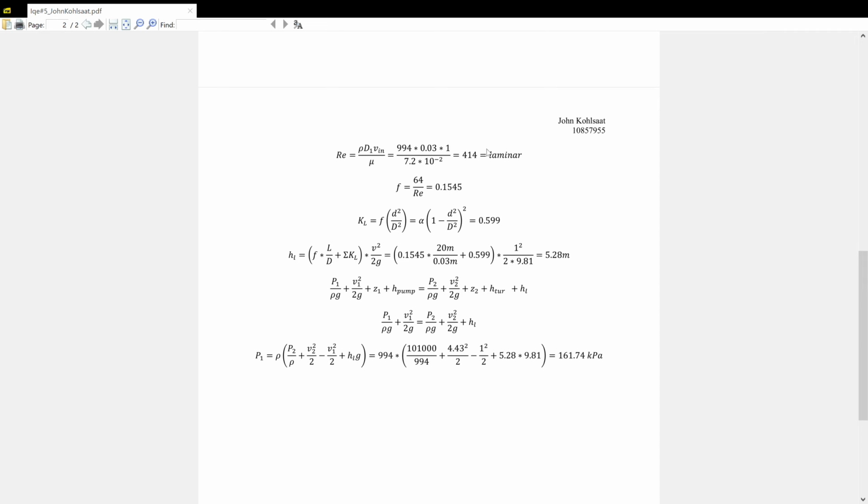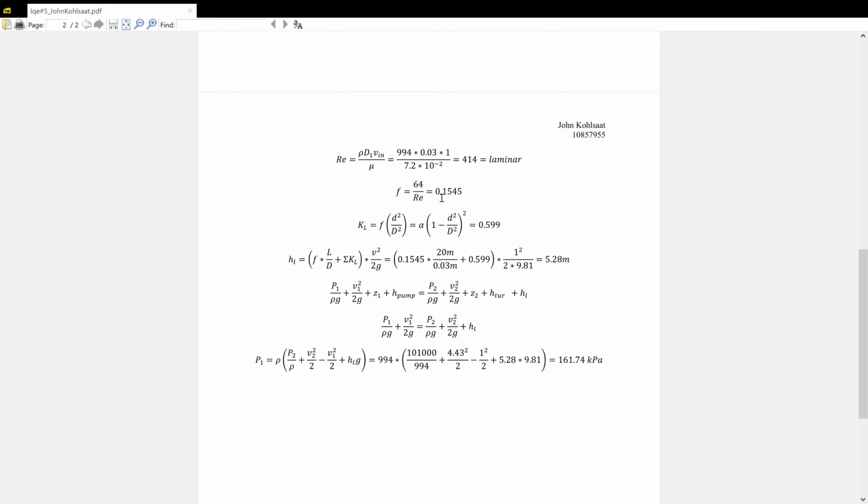Then for the second part, we find the Reynolds number, which tells us that the flow is laminar, the friction factor, and the K_L, which can be defined for the sudden contraction, as said in the problem. We can then find the head loss, and then plug that into the Bernoulli equation to get an inlet pressure of 161.74 kilopascals.